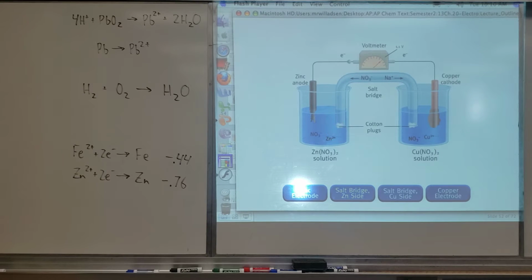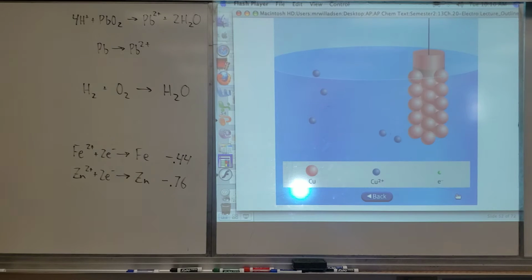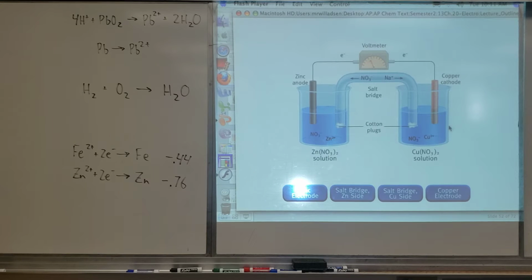So look what's happening on the copper end. Electrons formed at the zinc electrode travel to the copper electrode. 2 electrons combine with each copper 2+ ion in solution to produce copper metal. Note that only copper 2+ ions are shown in solution. Other ions and water molecules are not shown to focus on the reduction of copper 2+ to copper metal. All right, guys, move along.